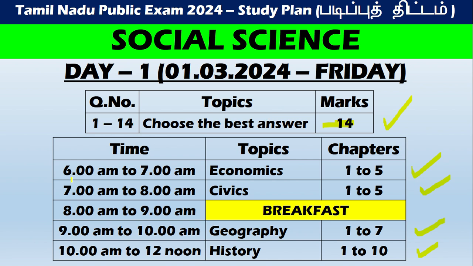First day அன்னைக்கு காலையில் எழுந்து 6 மணிலேருந்து 7 மணிக்கு economics, so 1 to 5 lessons. Then 7 a.m. to 8 a.m. is breakfast, civics 1 to 5. 8 a.m. to 9 a.m. is breakfast, and 9 a.m. to 10 a.m. is geography, which is 1 to 7 chapters. 10 a.m. to 12 noon history 1 to 10 lessons.